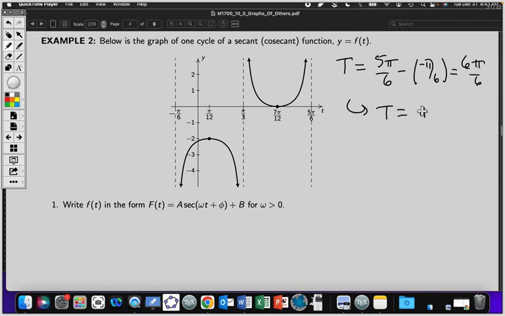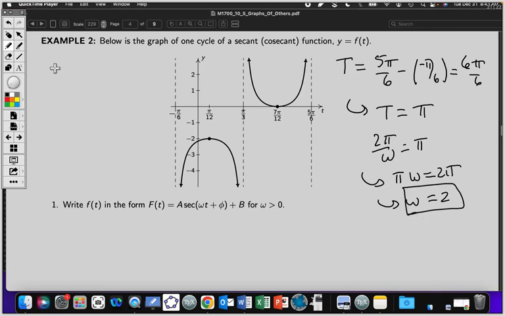So the period here is pi. All right, so remember that means that 2 pi over omega is pi, and I can multiply through to get that omega is 2 pi, or omega is 2. So I've got omega is 2 now, so that's one characteristic I have right away. Phase shift is going to depend on if I'm doing secant or cosecant. Okay, but the omega equals 2, that's going to be the same for all of it.